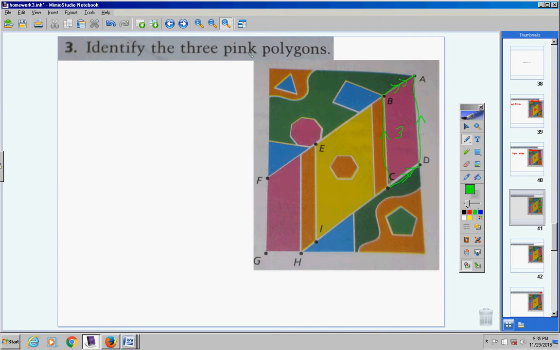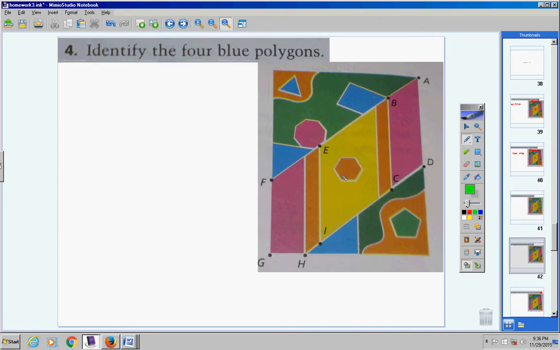Alright, moving on to number 4. Identify the 4 blue polygons. Alright, here we go. We're going to call this 1, 2, 3, and 4. And here we go. Okay, to me it's obvious all 3 sides are the same. Now, we've learned that anytime you have an equilateral triangle, you also have an equiangular triangle. So, I do not care for this one here. We'll call that number 1.